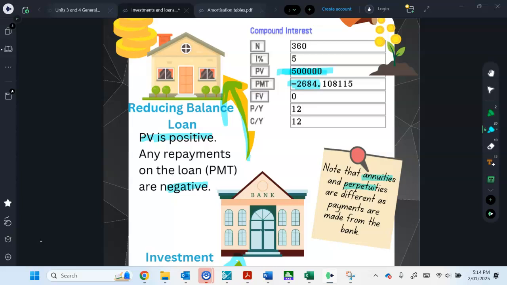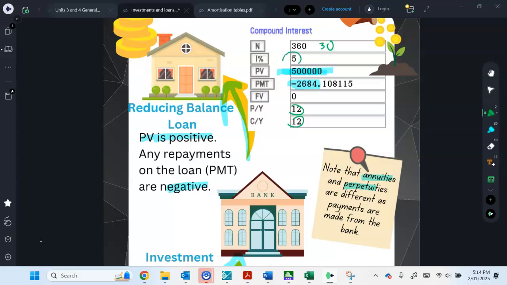Now, the way I have calculated this, I thought let's stick to monthly because that makes sense. So this is for 30 years. 30 times 12 gives you 360. And most mortgages are over 30 years.